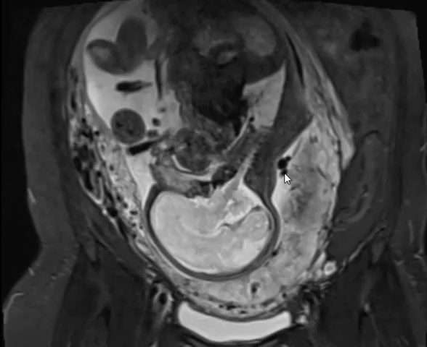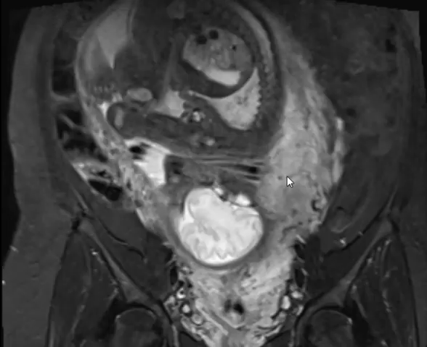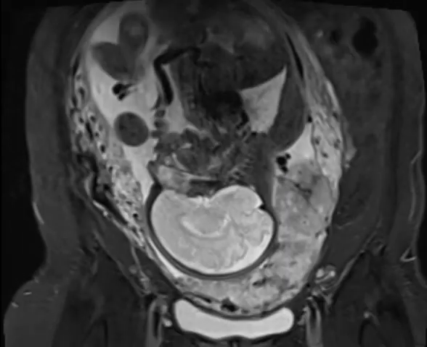No hydrocephalus of the baby. Spine looks normal. Okay, the baby looks normal, the fetus.